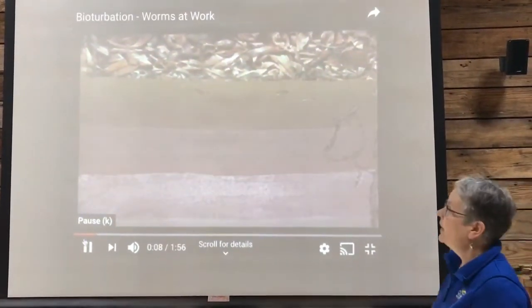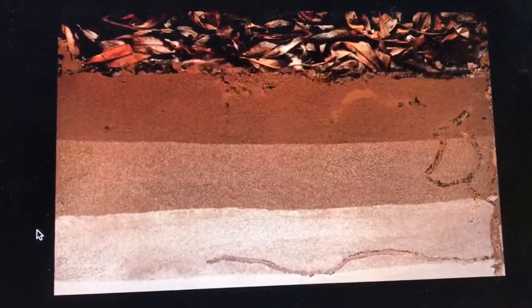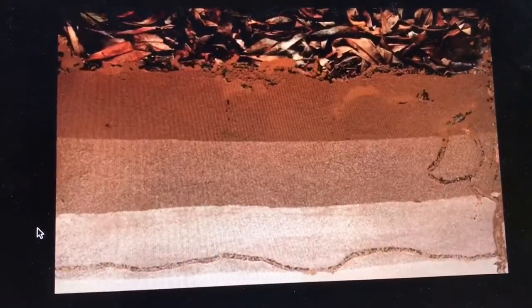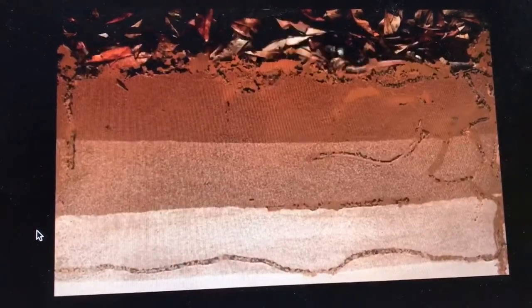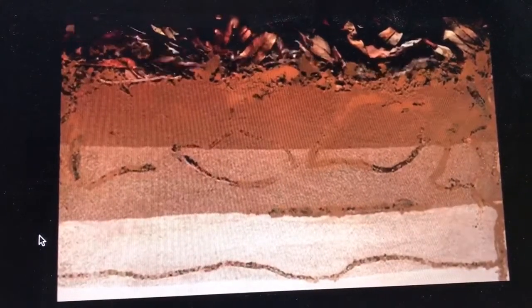So what we're seeing here is worms that are placed in between two glass plates with leaves on the top. And what you can see is the tunnels that the worms are digging, and they're breaking down the leaves and bringing them into the soil. So this is a time-lapse video, and it is actually a whole month worth of worms breaking down the leaves on the surface and bringing them into the soil. So you can see that the leaves are slowly being absorbed, and there's fewer and fewer leaves, and then pretty soon there'll be hardly any. And you can see how the tunnels are increasing below ground.